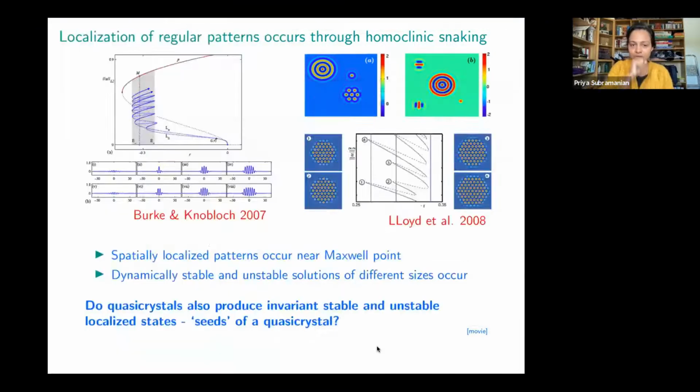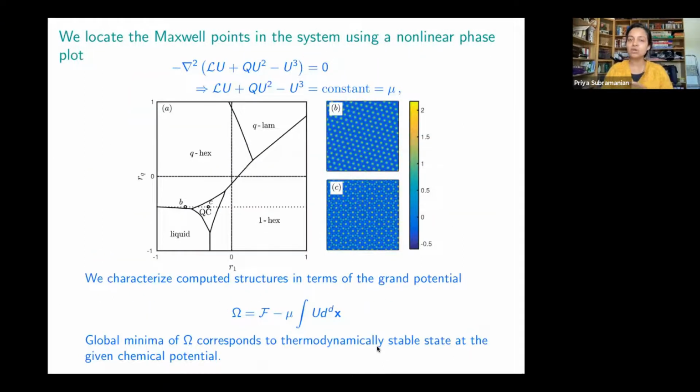And so if we go back to this, we can look at what is the nonlinear phase portrait, a phase plot that I would get for this kind of two length scale system. Of course, we get hexagons of both length scales when one of the linear growth rates is positive and the other is negative. And we also get lamellar structures of one length scale and the other is further out. But we also have, in coexistence with the liquid state or the uniform state, which is stable in the third quadrant, a patch where quasicrystals are the globally minimal energy structures.